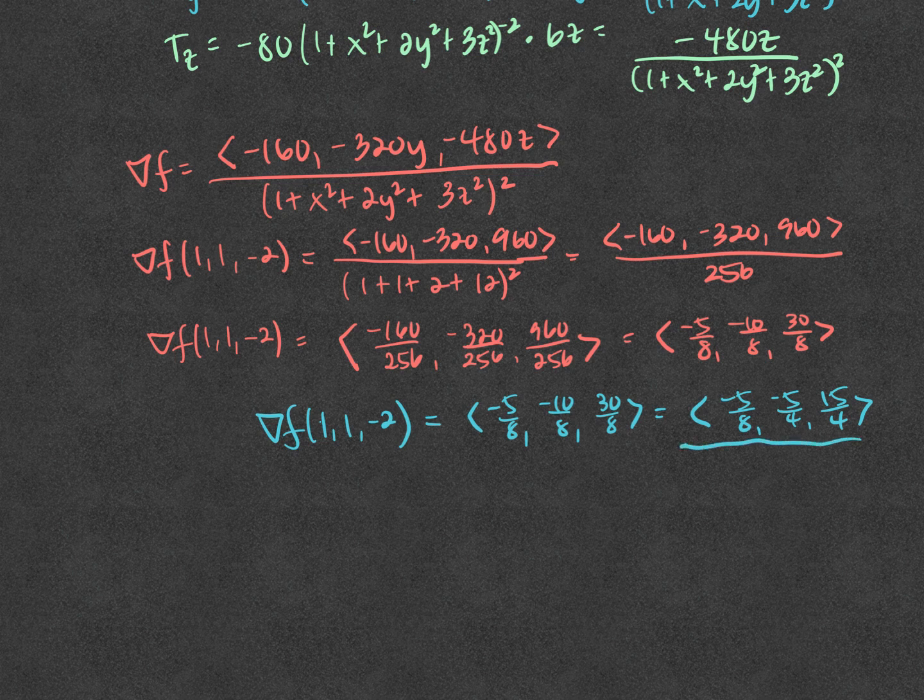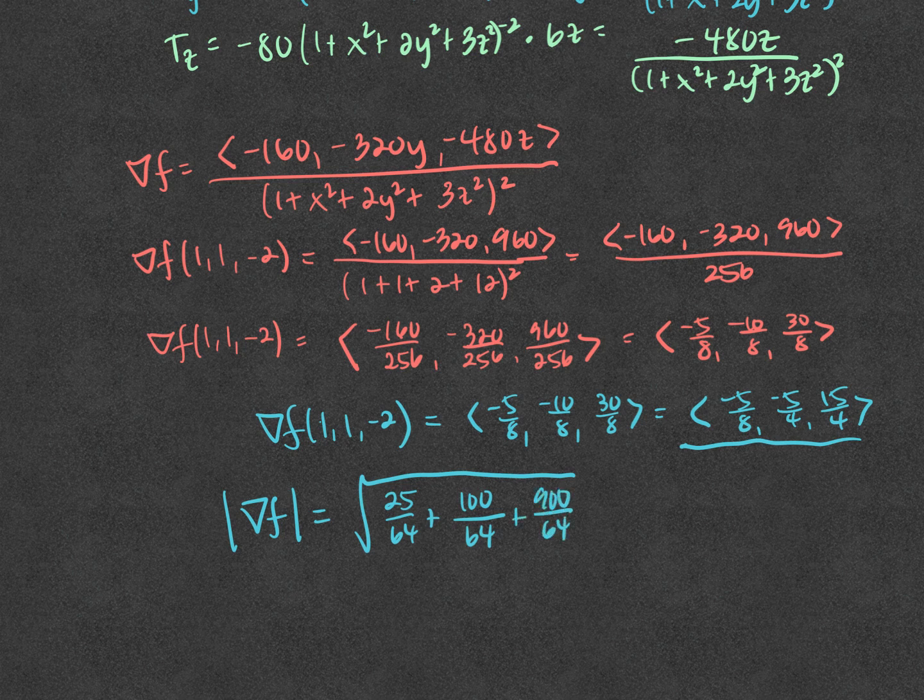So this is the direction of the directional derivative, and then we're asked to find the maximum rate of change, which is the length of that. That's why I kept those denominators the same. We're going to say the square root of 5 over 8 squared is 25 over 64, plus 10 over 8 squared is 100 over 64, plus 900 over 64. So we get the square root of 1025 over 64. So we need to simplify that.